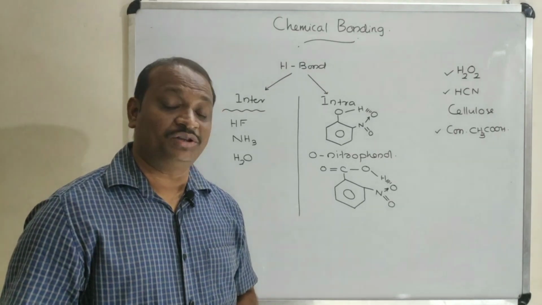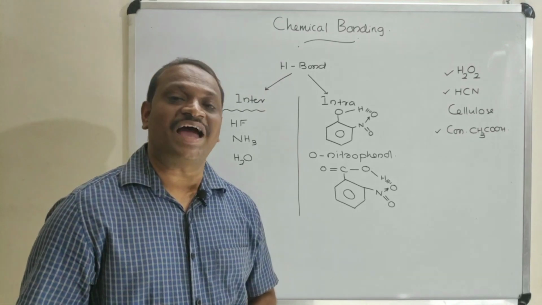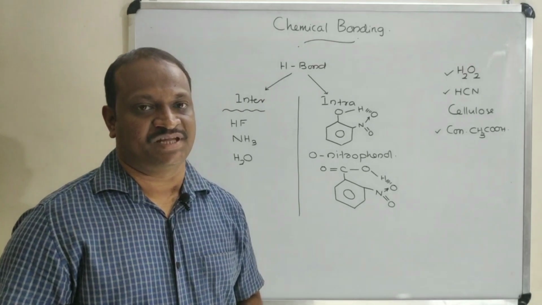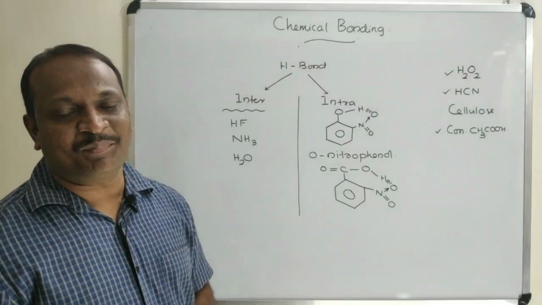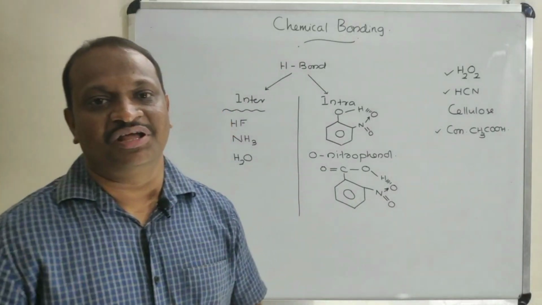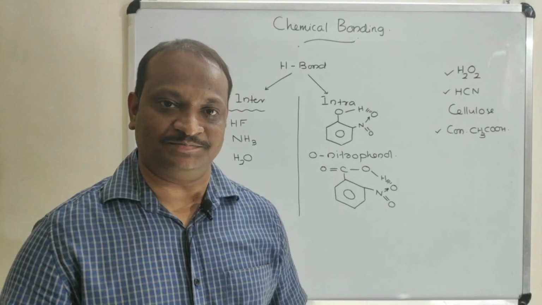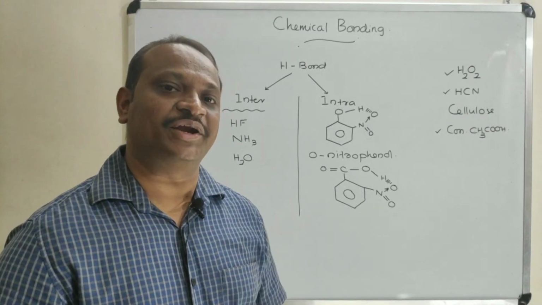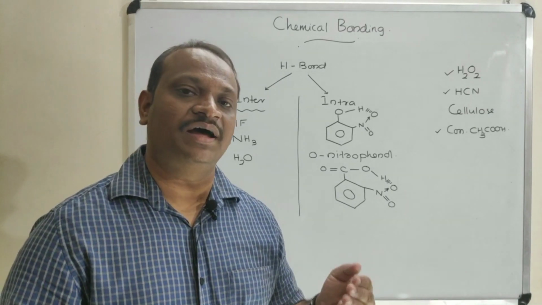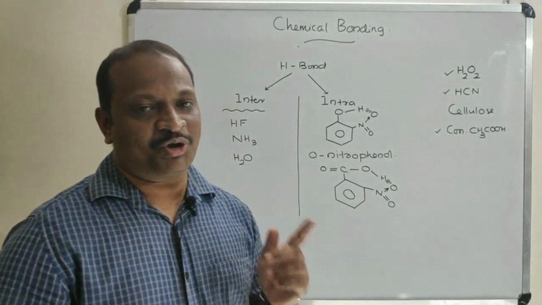Now, what is the advantage of intermolecular hydrogen bond? The compounds having intermolecular hydrogen bond will have a higher boiling point. For example, whenever you are comparing orthonitrophenol and paranitrophenol, in paranitrophenol we don't have intramolecular hydrogen bond, but only intermolecular hydrogen bond. So as a result, para will have a higher boiling point and ortho will have a lower boiling point.